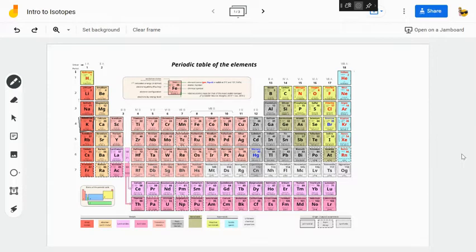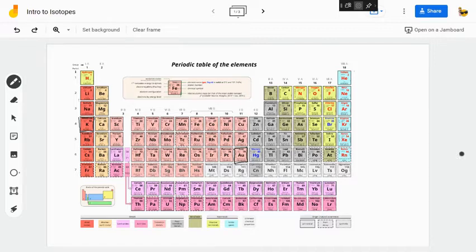All right, we're going to continue on today with learning how to read the periodic table of the elements and the information that it can give to us. So let's just pick a random element. Who's got a favorite element? Gold, that's a good one. Let's find gold.